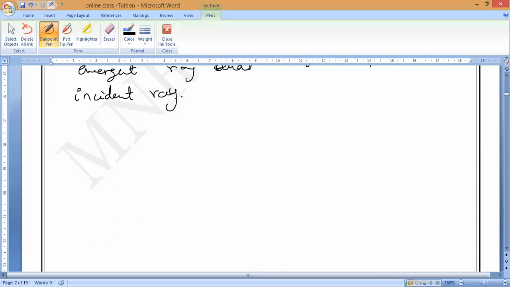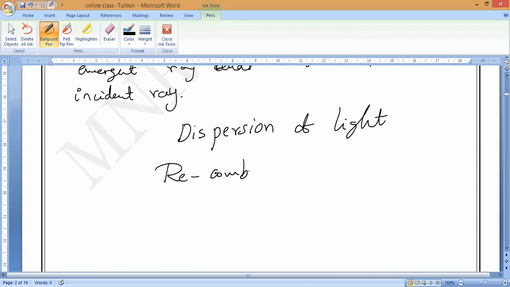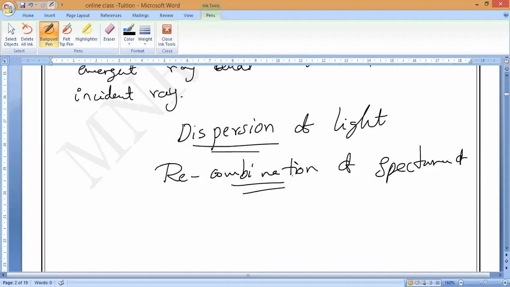So this is all about the refraction of light through a glass prism. Now, in the next class, we will study the next concept, dispersion of light, as well as recombination of spectrum, the spectrum going back to white color. So these two things we will study in the next class. With this I will stop today's class.